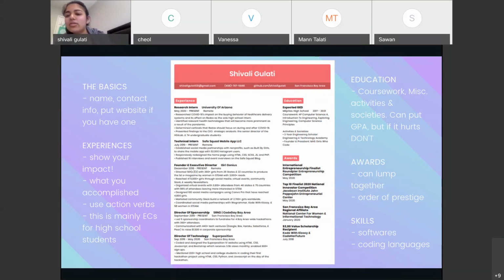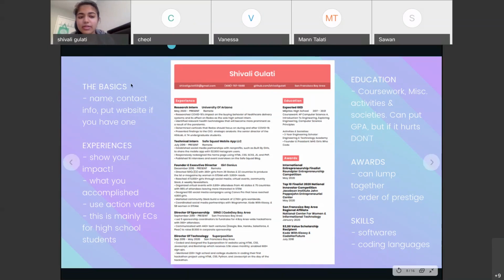Also, because you're in high school, you have the option of not putting your GPA. I don't recommend putting it if it hurts you. You have to put it in college, but if it hurts you in any way, I just don't recommend doing it. You're generally safer not putting it.